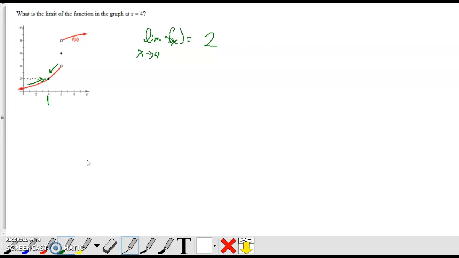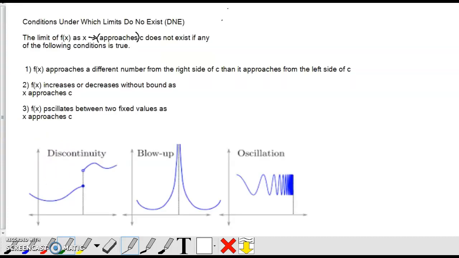table, okay? Now, there are three types of graphs. Before we get to our table, there are three types of graphs where limits are not going to exist. So I want to touch on that first, okay? So the limit of f of x as x approaches c does not exist if any of the following conditions are true. So as f of x approaches a different number from the right-hand side of c than it approaches from the left-hand side, right? So this would be an example for number 1.